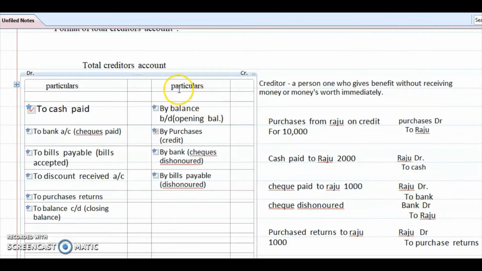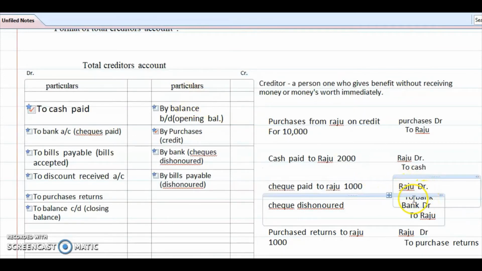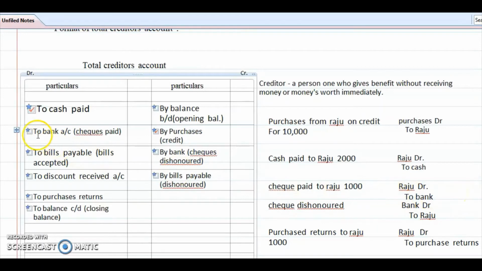So in the creditor's account, in Raju's account, what will you write? To bank is in the credit. So we have to write in the debit side of the creditor's account. So to bank, that is check paid, I have written.